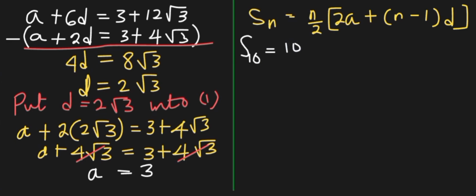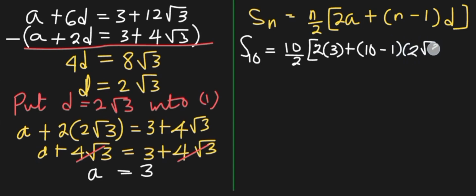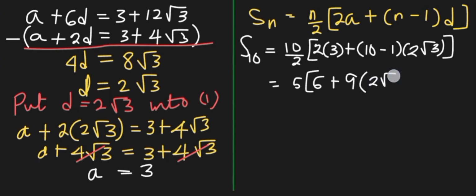is equal to 10 over 2 times twice of the first term, which is 2 times 3, plus 10 minus 1 times the common difference, which is 2 root 3. Simplifying this, we have 10 divided by 2 as 5. And in the rectangular bracket, the product of 2 and 3 is 6. In the round bracket, 10 minus 1 is 9, then times 2 root 3.